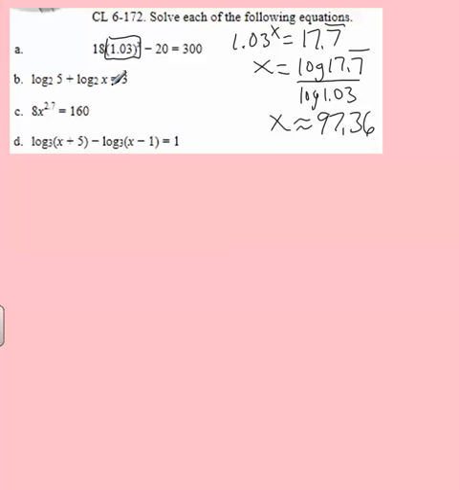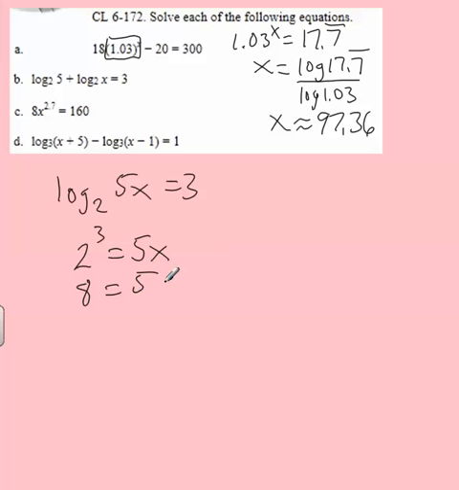Alright, when I'm adding logs together, we have a shortcut rule. This will be the same as log base 2 of 5x equals 3. So we can rearrange this. 2 is the base. 2 to the power of 3 is equal to 5x. So 2 to the third is 8. Divide by 5 on both sides, and x is 8/5.